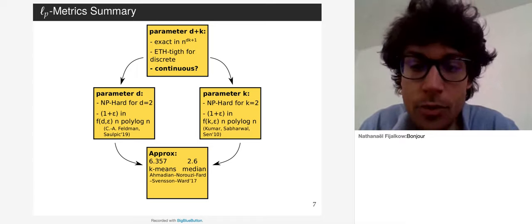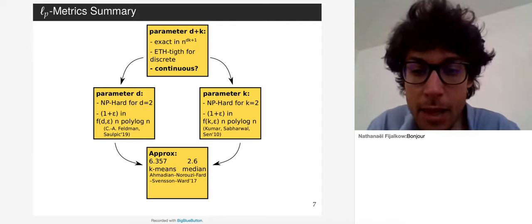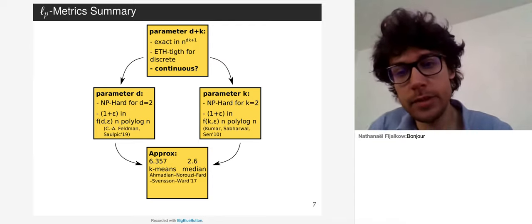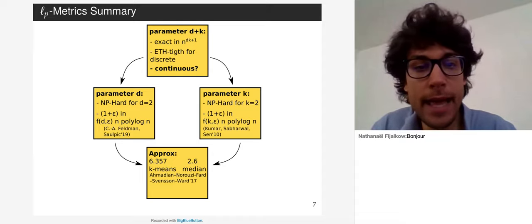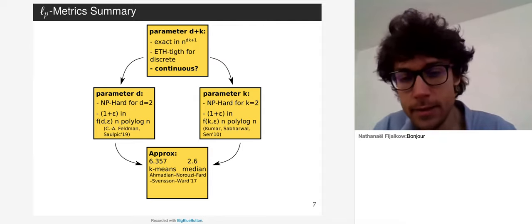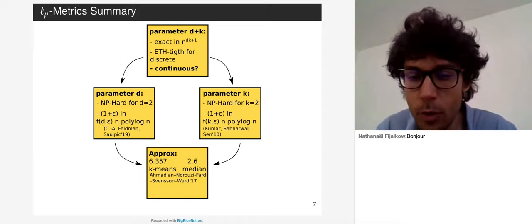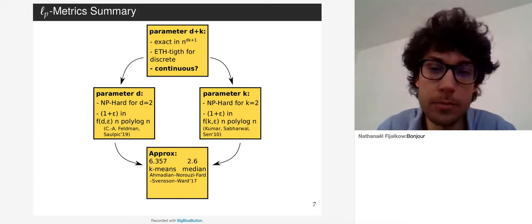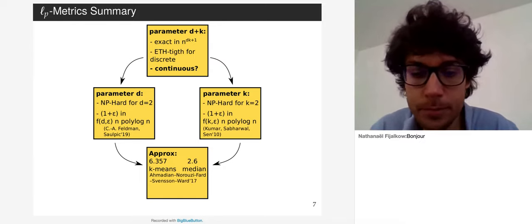And when you parameterize by K, you know that it's NP-hard for K equals 2. So there is not much you can do. But if you relax a little bit, then you can get 1 plus epsilon in f of K epsilon and polylog n. That's work by Kumar, Sabharwal and Sen in 2010. And now if you remove all parameters, you just want poly time, poly in n, k, d, then you can get some kind of constant factor approximation. That's the recent FOCS papers from 2 years ago. I think that's the overall picture for fixed parameter tractability of these problems in Euclidean space. That's mainly what you can parameterize with.